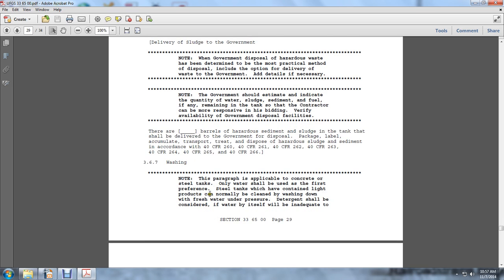361. Washing. This paragraph is applicable for concrete and steel tanks. Only water shall be used as the first preference. The steel tank that has contained light products should normally be cleaned by washing down with fresh water under pressure. Detergent shall be considered with water by itself.